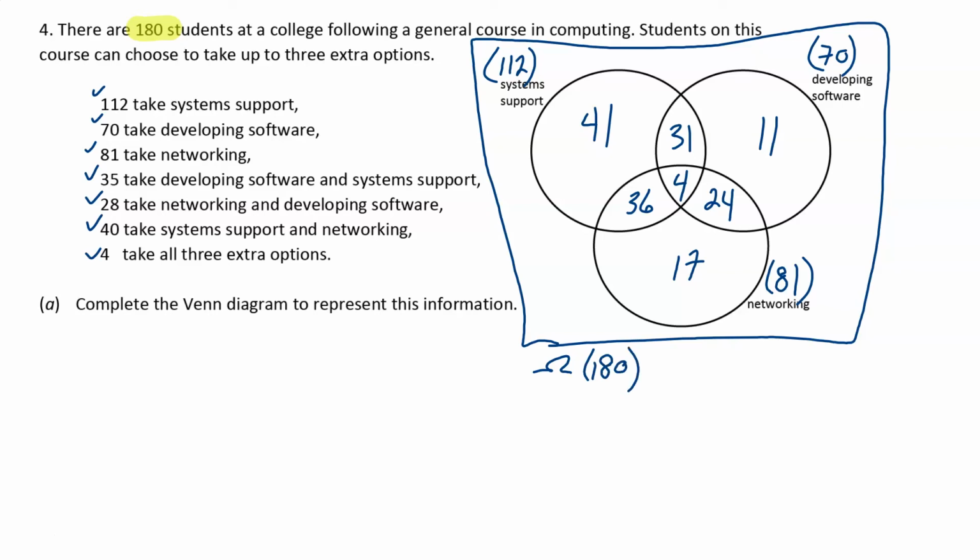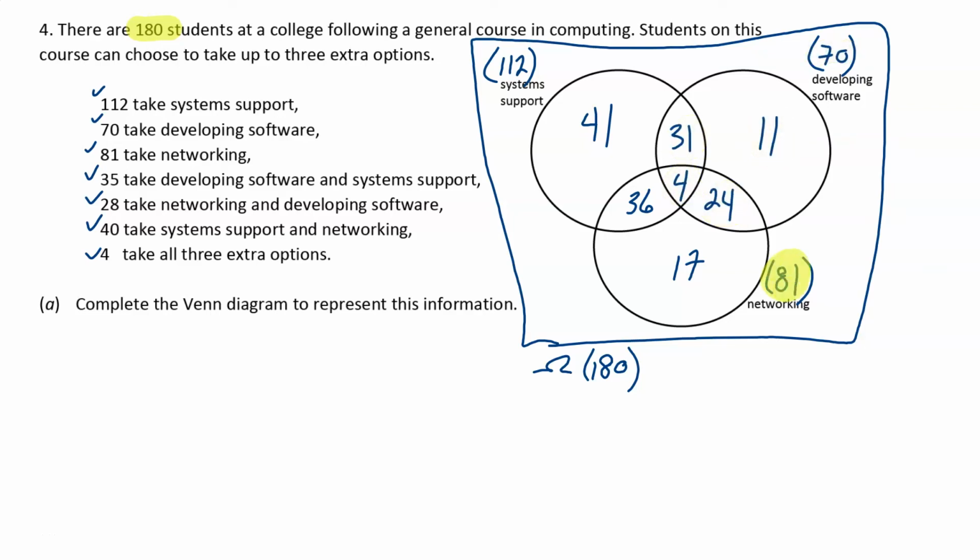Now I want to check all of my numbers. So I'll start with 112. I need to have 112 system support people included within that circle. I've got 41 and 31 is 72, 108 and 4 makes 112. So I've got the right number there. In developing software, I need to have 70. I've got 31 and 24, which makes 55, 66, and 4 makes 70.